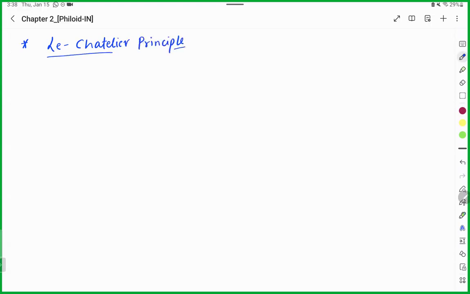So Le Chatelier's principle means it opposes any change. It opposes any change. Example: if your A reacts with B and forms C in equilibrium condition. In that situation, what will happen? This is a reactant. This one is the product.